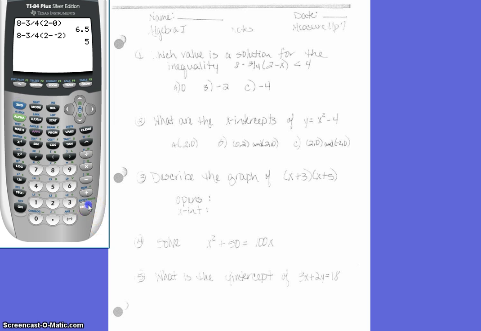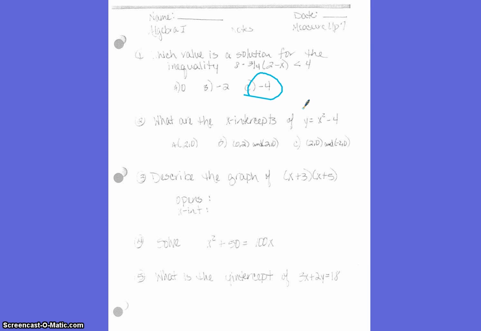So then you would do second enter, and you would pull it up again, and you would change that to a -4, and you get 3.5. Is 3.5 less than 4? Yes, it is. There's your answer.